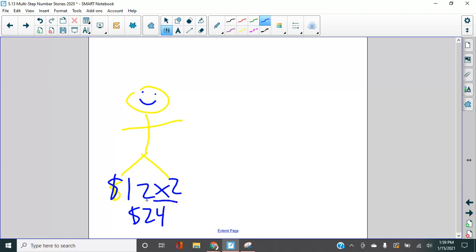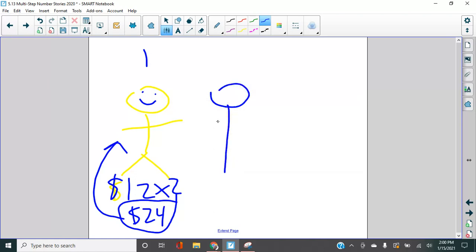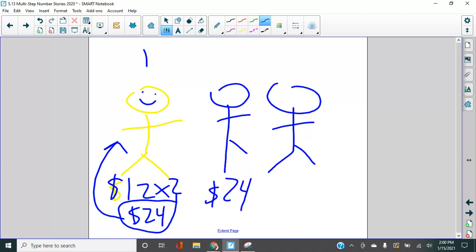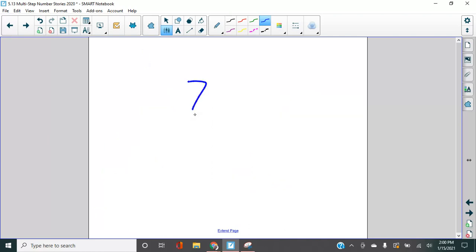This 24 is the amount of money that magician number 1 gets paid. So magician number 2 and magician number 3 are going to get paid the same amount. Okay, that's what I read in the problem, right? They each get the same 24, 24, 24. And so, in order to find the answer to my problem, I need to multiply 24 times 3.